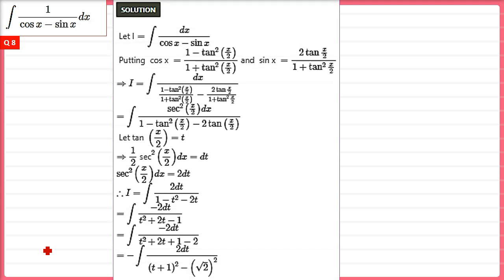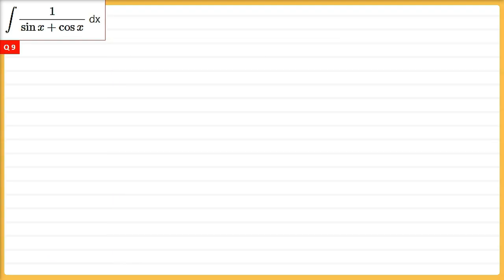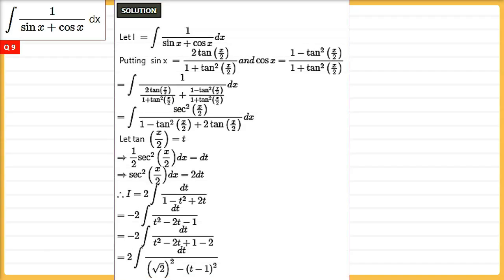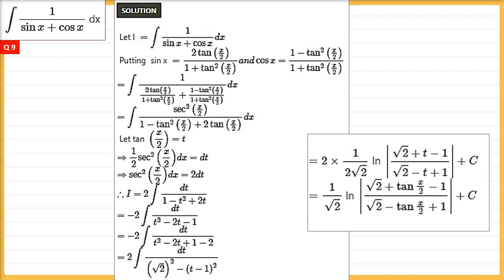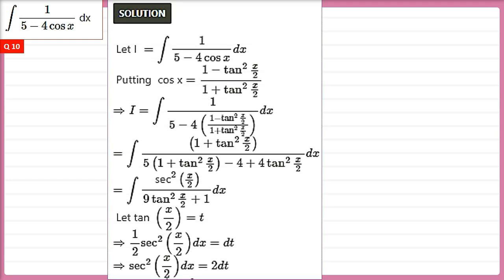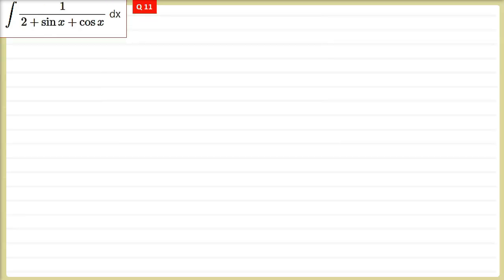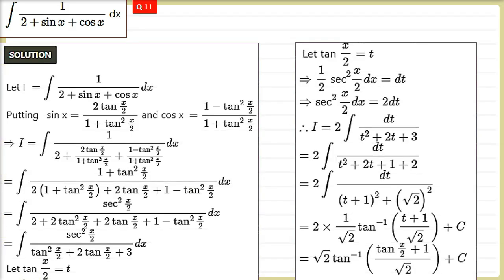This is the way you are going to do this, and this is the same way 1 by sin x plus cos x will be done. Let me just show you how to do this. If you have any kind of problem, just let me know. We will solve it again. But it has a very strong affinity with the previous question. Now this 5 minus 4 cos x has already been dealt with in the previous first and second questions. One was having cos, one was having sin in the same form. So I'm just showing you the result, 1 by 2 plus sin x plus cos x. We have done this question like this. You just have to replace sin x and cos x in terms of tan x by 2.